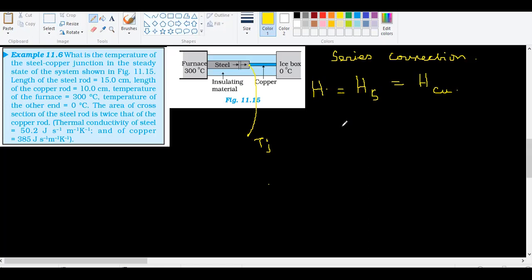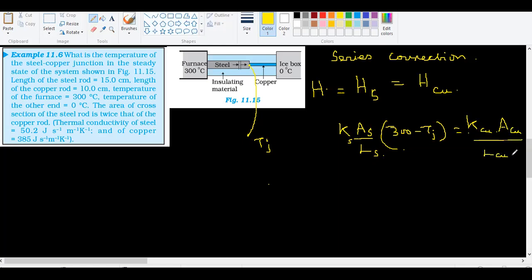Heat flow rate means, I told you, thermal conductivity K area by L delta T. Delta T is Tj minus 300. Sorry, 300 minus Tj. What is Tj? Junction temperature. Thermal conductivity, so this is for steel. This is for steel. This is for steel. Here you have thermal conductivity of copper, area of copper, length of copper. Then the difference in temperature will be Tj minus 0.